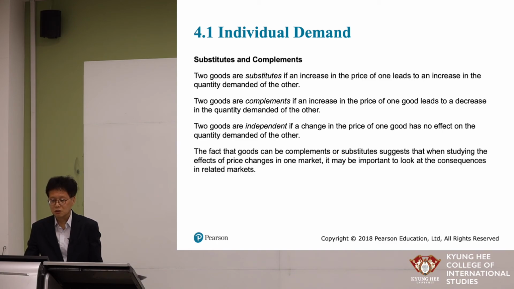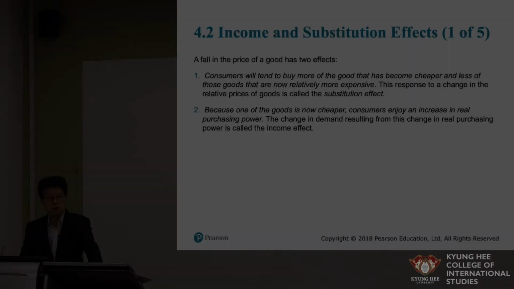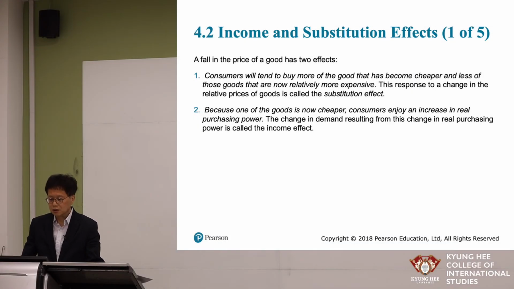Okay, let's go to the next slide. Section 2, income and substitution effects. A fall in the price of a good has two effects. Consumers will tend to purchase more of the good that has become cheaper and less of those goods that are now relatively more expensive, right? This response to a change in the relative price of goods is called the substitution effect.